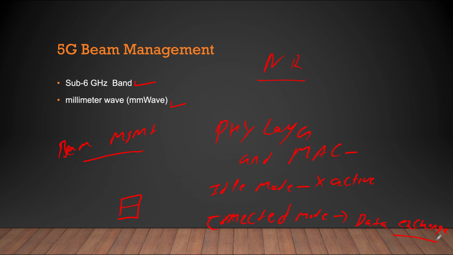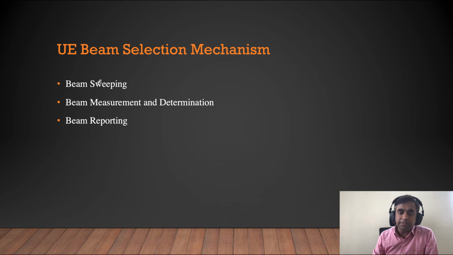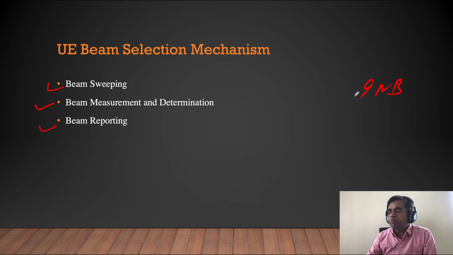So this can be categorized into these three pieces: the beam sweeping, the measurement and determination, and finally the beam reporting. Beam sweeping is used during the initial access by the UE to choose the best beam. What happens is your gNodeB is transmitting the beam in all directions towards the UE in a different time interval.